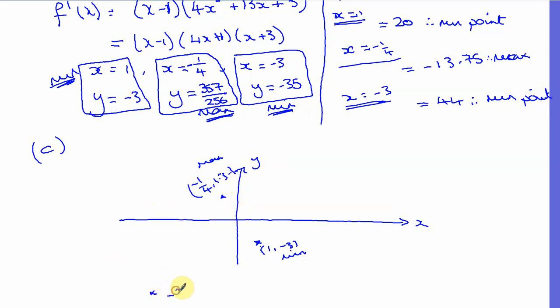My scale's completely off, but for the sake of this, I don't think it particularly matters. As long as you get them in the right quadrants, you'll be fine. So we know that this is a minimum point, so it's going to come down and then back up. And we know that's a maximum point, so it's going to come up and then back down. And we know this is a minimum point, so it's going to come back up and go like that. There we go. So that is my graph.